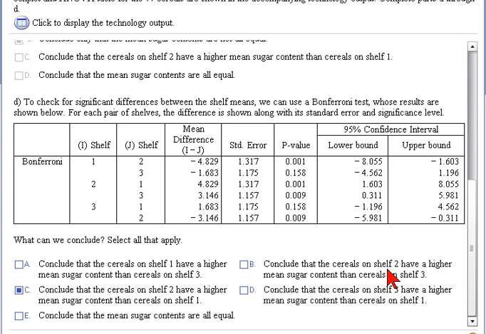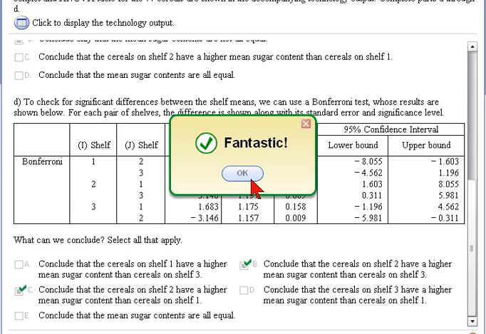Conclude that the cereals on shelf 2 have a higher mean sugar content than cereals on shelf 3. I think that is actually true. 2 minus 3, notice we have a positive confidence interval and a small p-value, so this is true. And then, conclude the cereals on shelf 3 have a higher mean sugar than 1. When you compare 3 and 1, your p-value is large, so that's a no. So we are basically seeing that 2 seems to have higher sugar than 1 and higher sugar than 3. Okay, so that's that Bonferroni test, which is kind of fun. It's fun to say Bonferroni.